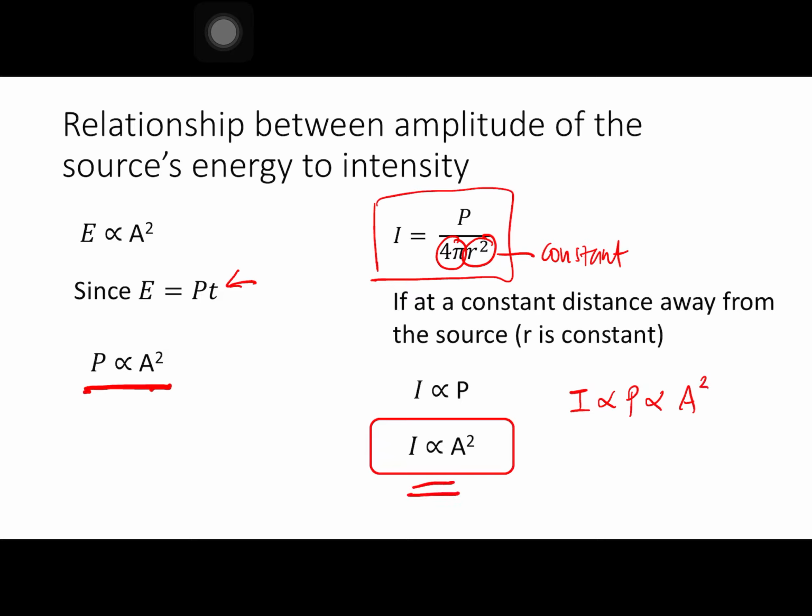This relationship can be found in your data booklet. Same thing for I proportional to 1 over r squared, except that in your data booklet they say it's proportional to 1 over x squared. So this x just means the distance from the source.